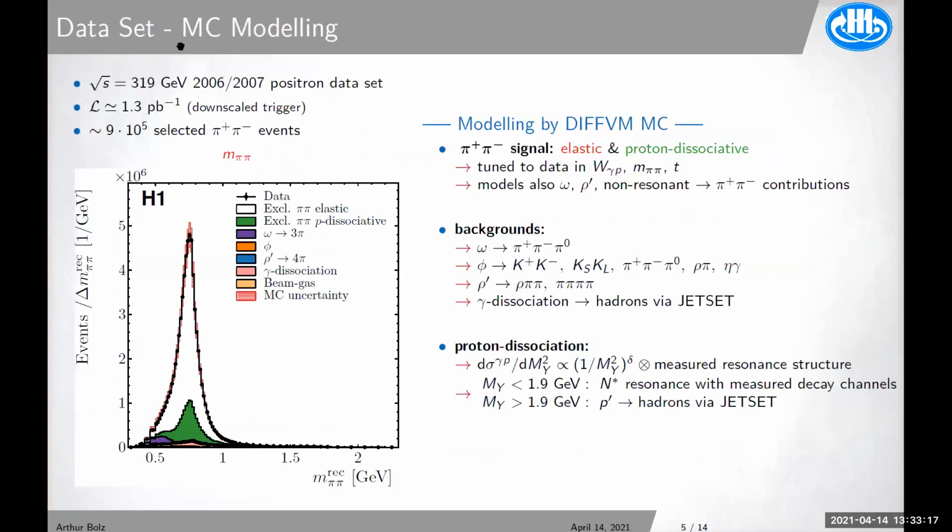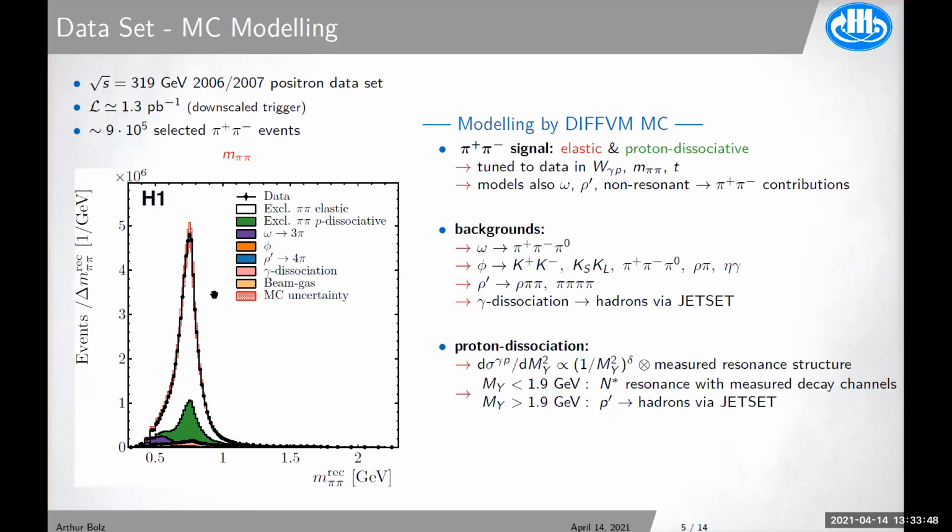So let's have a quick look at the data set. We used data collected in 2006 and 2007 only. The reason is just the availability of this track trigger that I mentioned before. And we also only have a small subset of the total H1 data, corresponding to 1.3 inverse picobarn, which is mainly because the trigger is heavily downscaled. Nonetheless, we have a very large data sample of pi pi events, which corresponds to roughly 900,000 selected pi pairs. What you see in the plot is the detector level distribution of the reconstructed invariant pi pi mass.